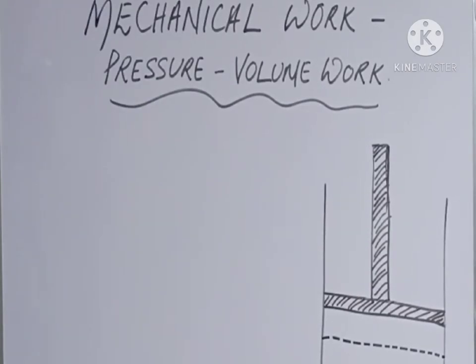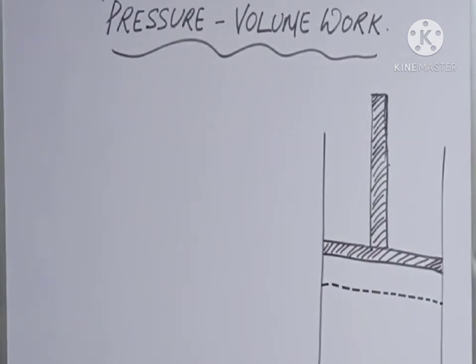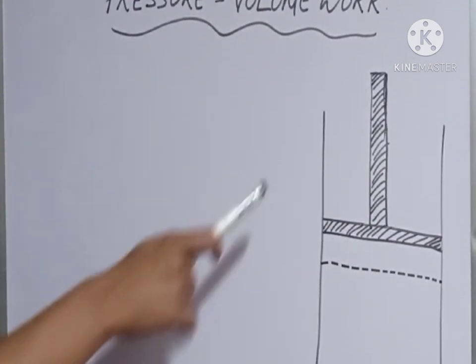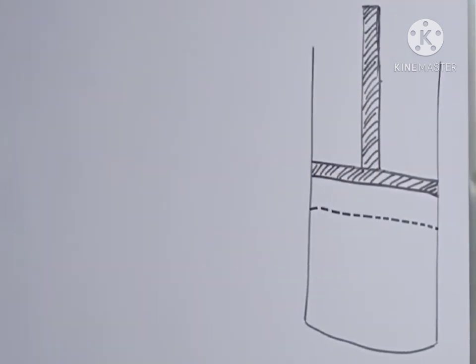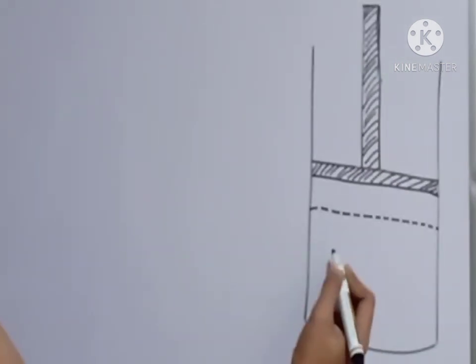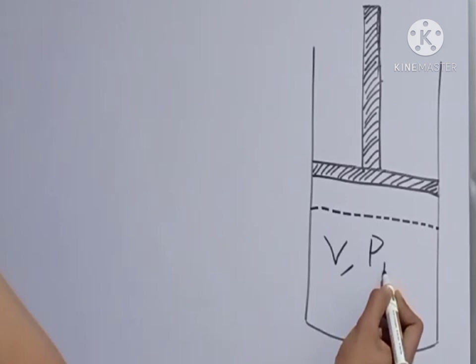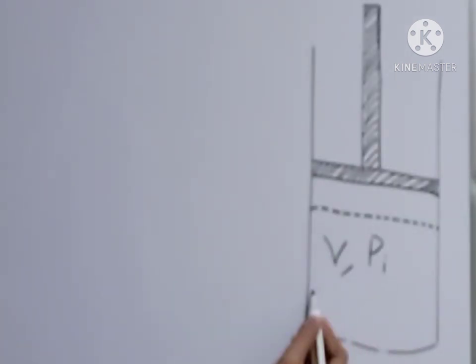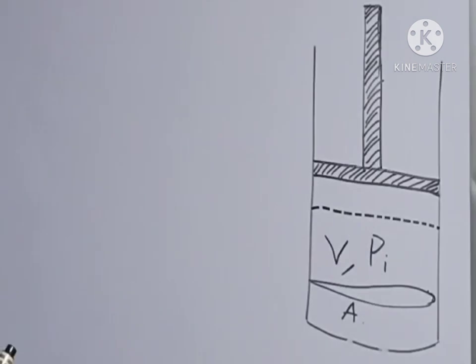Hello all, let us discuss the mechanical work or pressure-volume work of a particular system. For that we have to consider a particular system. Here I am going to consider a cylinder connected with a piston, and this cylinder is filled with a gas having volume V and internal pressure Pi, and the area of cross section of this cylinder is A. Now we are going to do some work in this system.